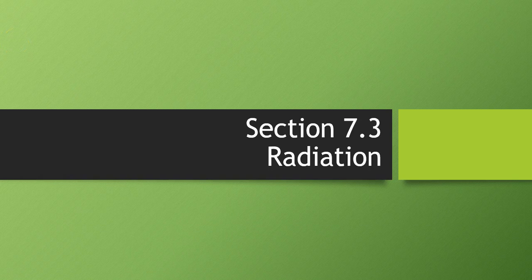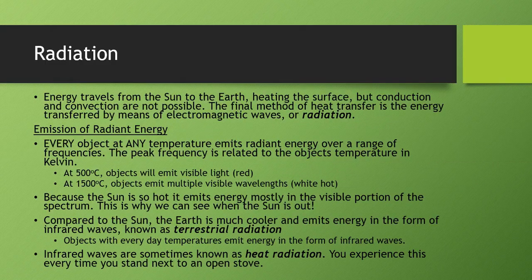Section 7.3, Radiation. So we know that heat can be transferred by means of conduction from two things being physically in contact with one another. We know that it can be transferred by convection, by fluids moving, but we also know that the Earth is heated by the sun. So how is that heat transferred? And that heat is transferred by means of electromagnetic waves or radiation.